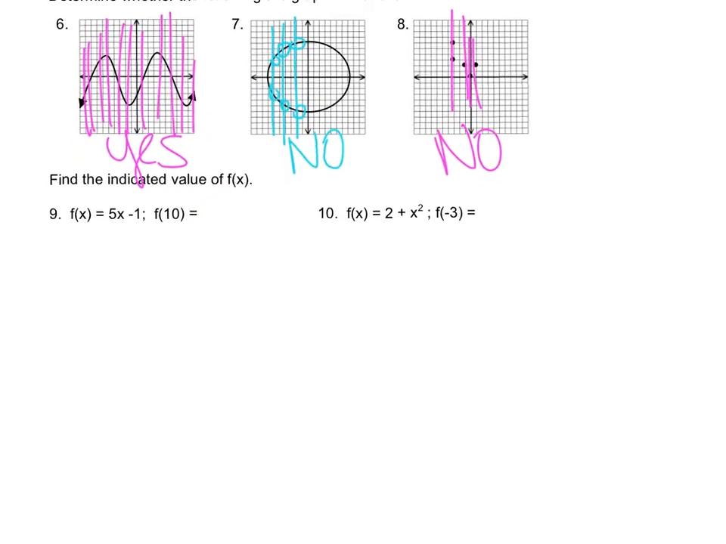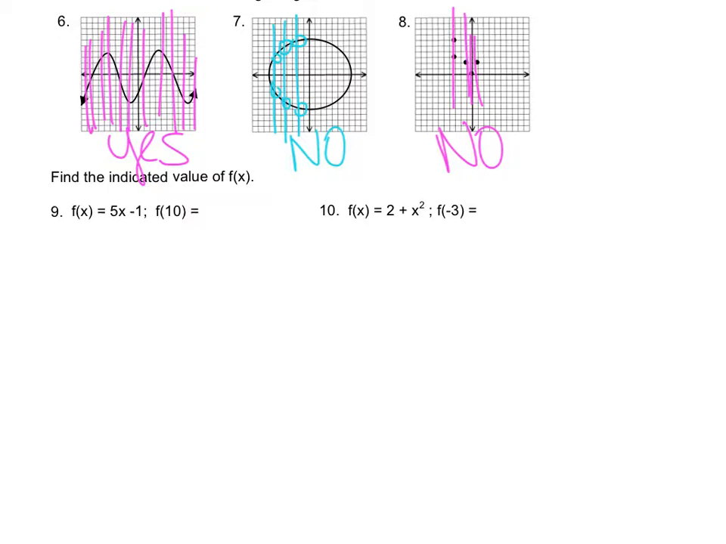Okay, next part. We're going to find the indicated value of f of x. F of x is the same thing as y. So it says f of x equals 5x minus 1. So you can also write it as y equals 5x minus 1. It says we want to find f of 10.